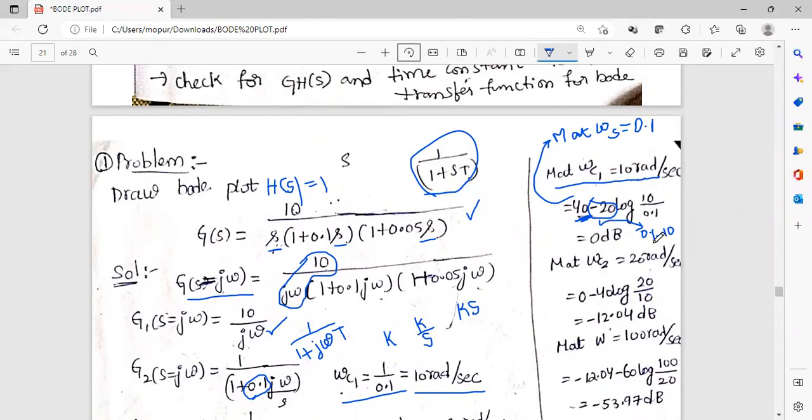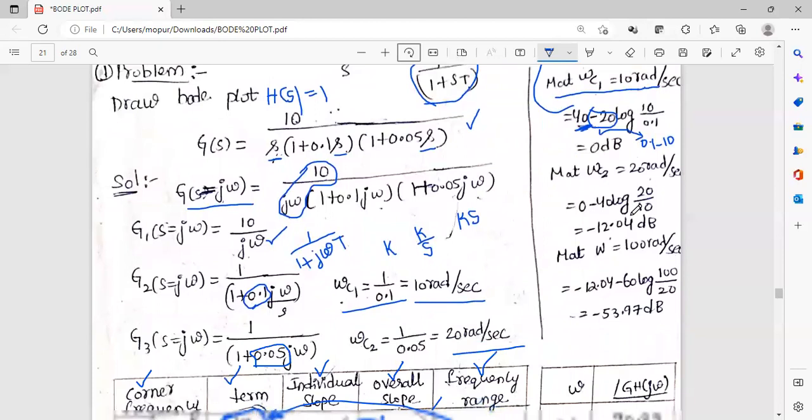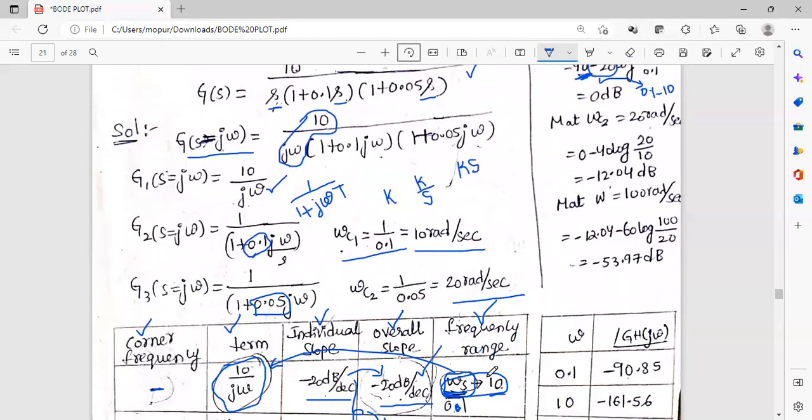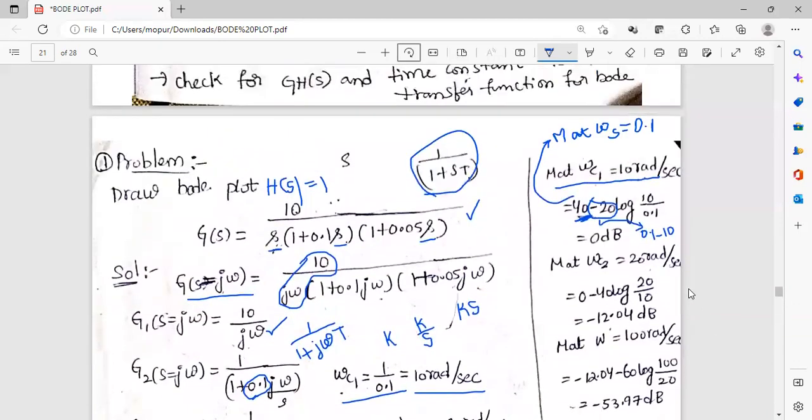Then the overall slope from this previous omega s to omega c1, minus 20, times log of higher frequency by lower frequency. What is the higher frequency in this range? 10. What is the lower frequency? Omega s, that is 0.1. So this will give you the magnitude at 10.